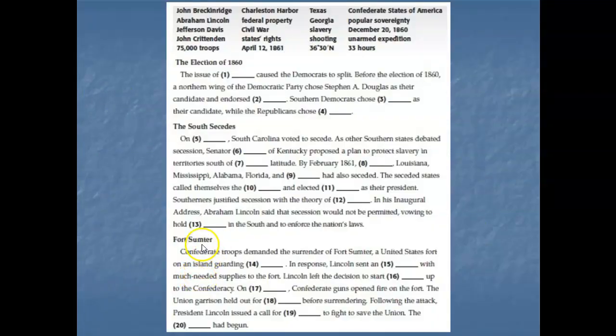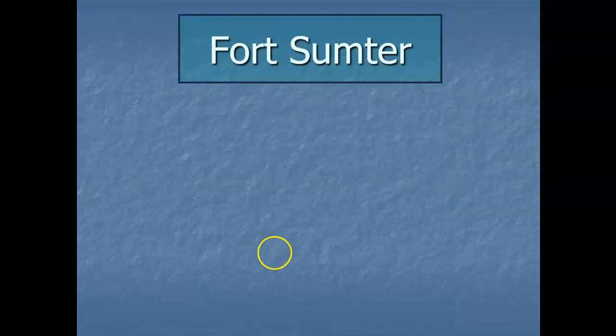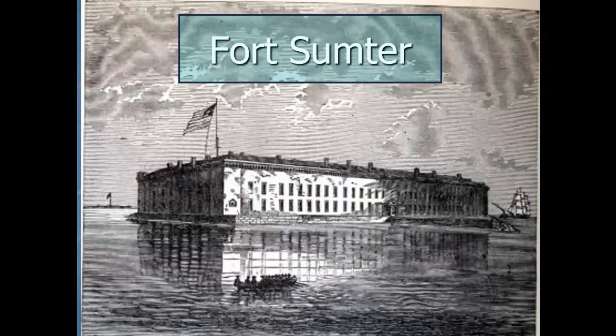Looking at the last one here, with Fort Sumter, Confederate troops demand the surrender of Fort Sumter, a United States fort on an island guarding, and the answer for 14 is Charleston Harbor. This is the way Fort Sumter would have looked in 1861. It is a masonry fort, the sides are not made of wood, they're made of stone. It is on a man-made island in Charleston Harbor, about 1 mile from the downtown area. It was started after the War of 1812 and was about 90% complete in 1860.